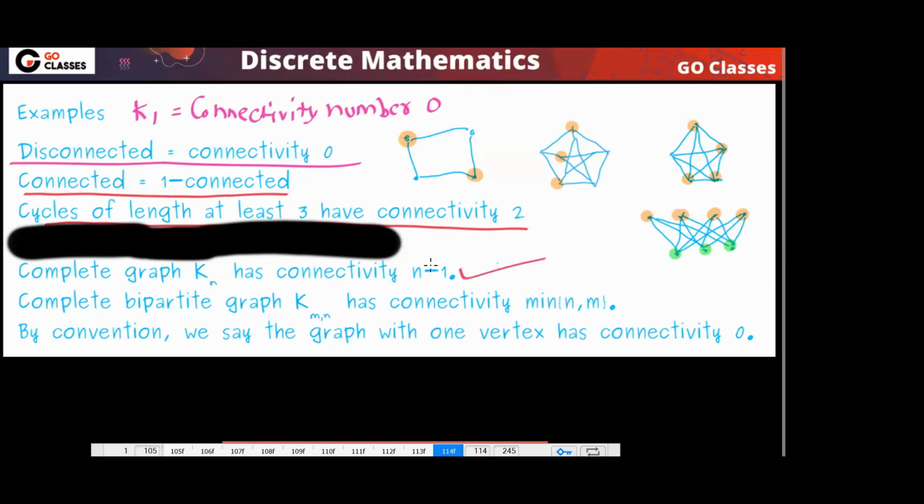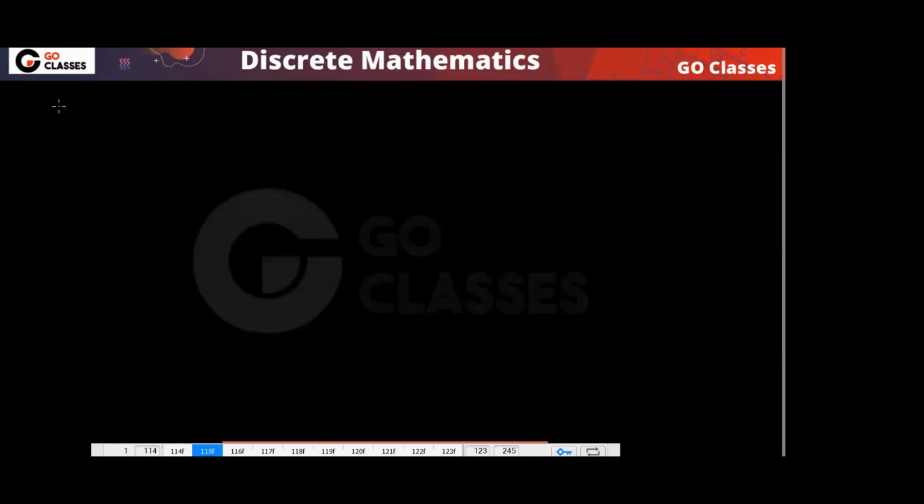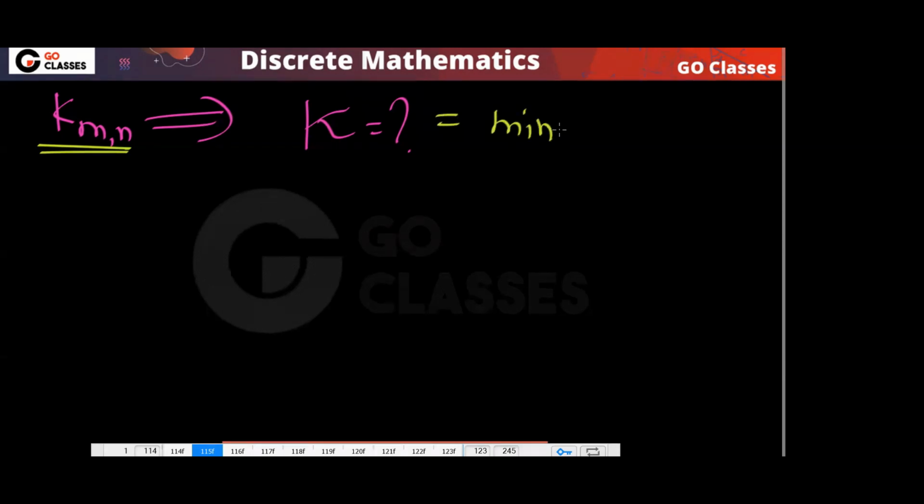What about the complete graph? The complete graph has connectivity number n-1. And what about the complete bipartite graph? What is the kappa of K m,n? Yes, very good. It is the minimum of m comma n. This will be the connectivity number.